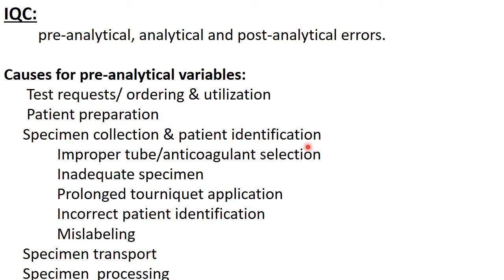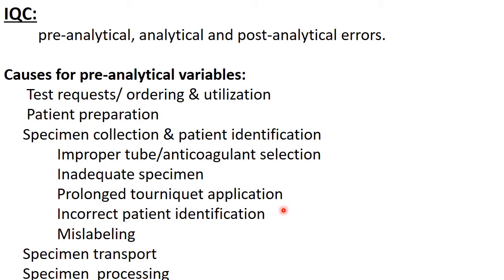Next, specimen collection and patient identification. Various errors in collection can occur due to the following reasons. Selection of improper tube or anticoagulant, or the container. Selection of improper anticoagulant, that is, if blood sugar is to be done, then you collect the blood sample in EDTA instead of the blood sugar anticoagulated tube.